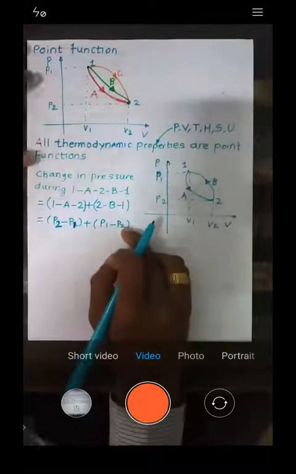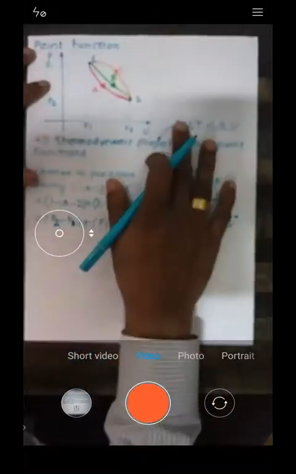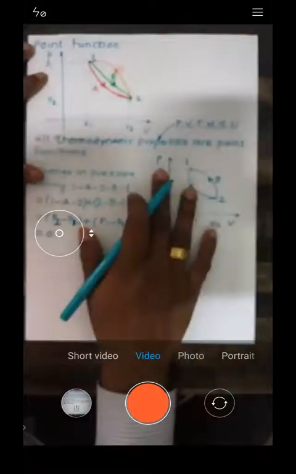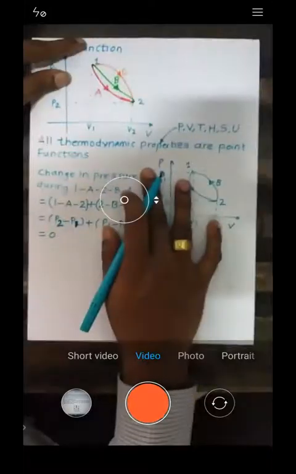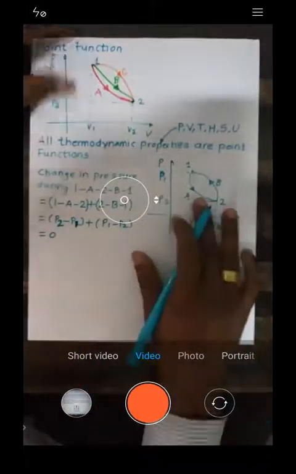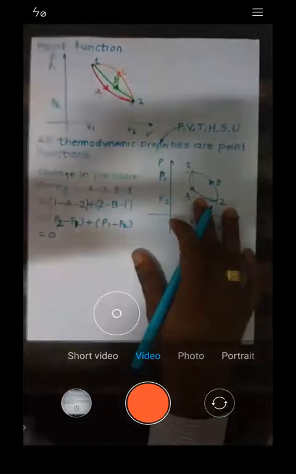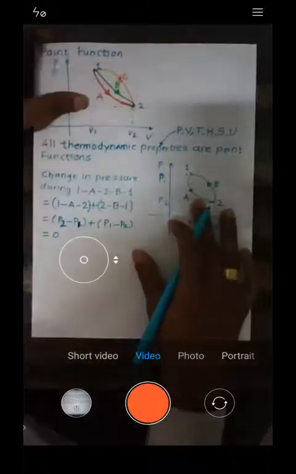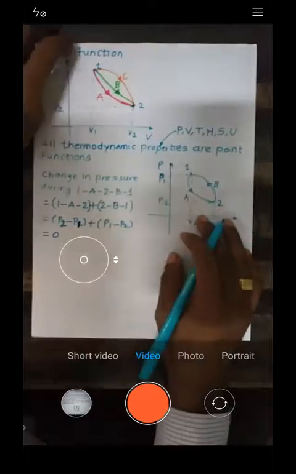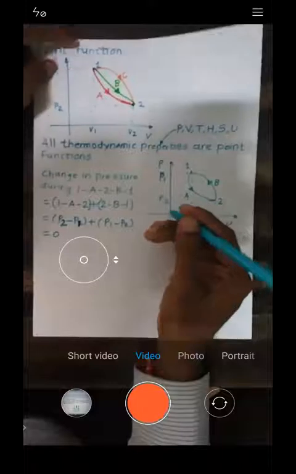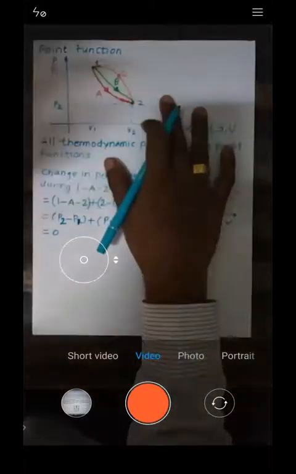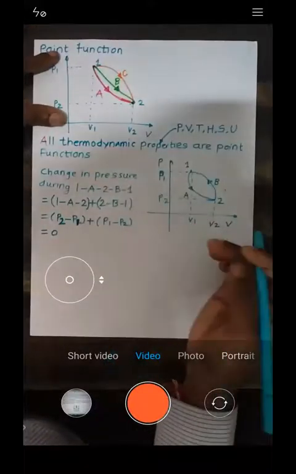So if you just take the addition of that, what are you getting here? What addition are you getting? Change in pressure. You'll get its value as 0, as somebody has said, right? Is that okay? Yes, sir. Is it okay to all of you? Is it understood by each of you? Yes, sir. Okay.